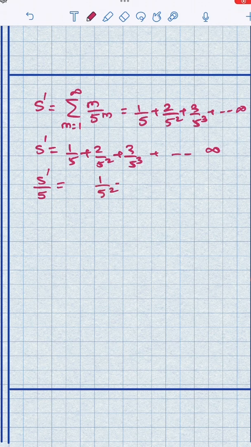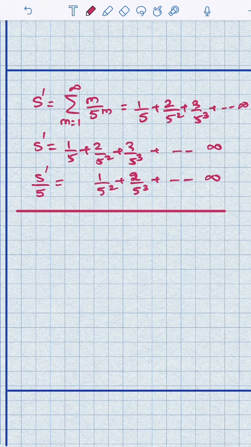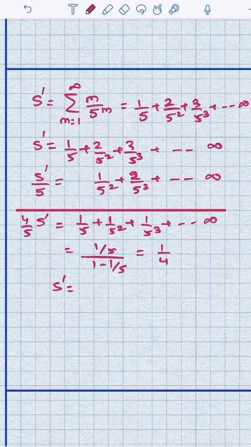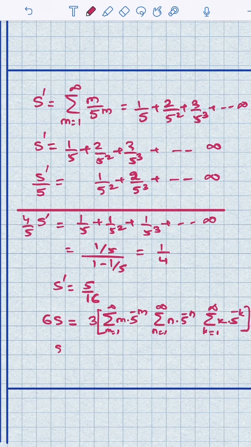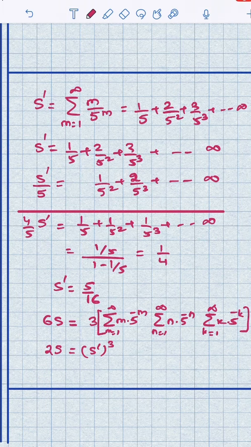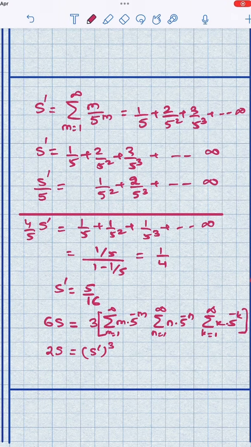We multiply by the common ratio and write it in the staggered form. Once we subtract, we will get a perfect GP whose sum we can easily find out. Therefore, S dash value is 5 by 16. So if I plug it back into the original equation, I can write 2S is equal to S dash whole cube, and that's it. This is our answer.